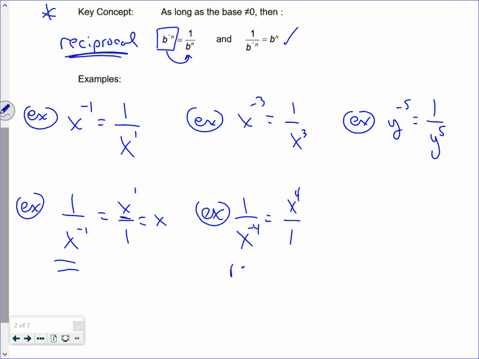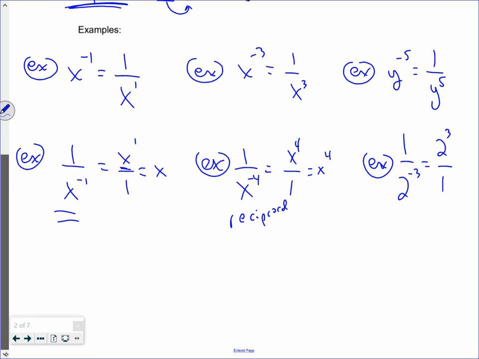So we do that reciprocal again. And keep saying that word, reciprocal. And then we would probably just change that answer to x to the 4th. It also works for numbers. If you have 1 over 2 to the negative 3, you're going to flip that over and make it 2 to the 3 over 1. Okay? All right.